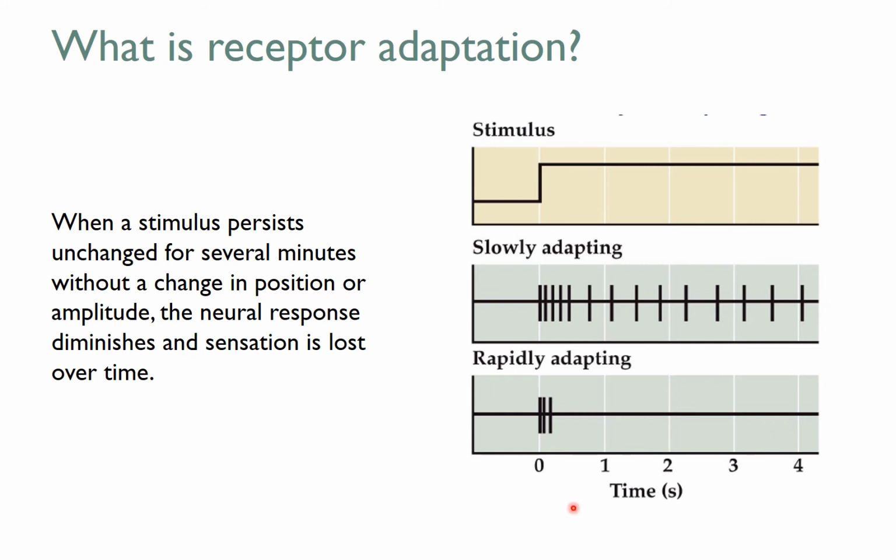A rapidly adapting response, however, means that you get a big pulse at the beginning when the stimulus is applied, but then the pulse diminishes to nothing very quickly, within a few milliseconds. What does this mean in a real-world scenario? An example of a rapidly adapting response is a sensation applied to the skin, and after a second or so, even if the stimulus stays there, you don't really feel it anymore.